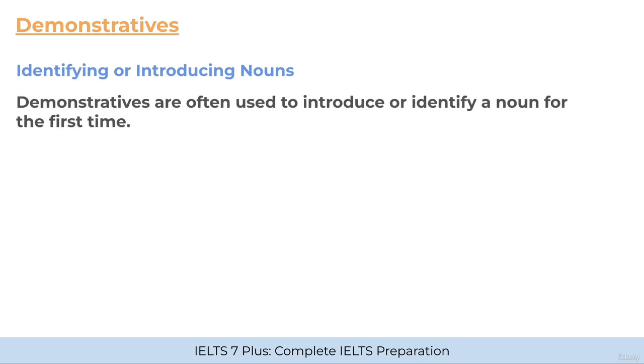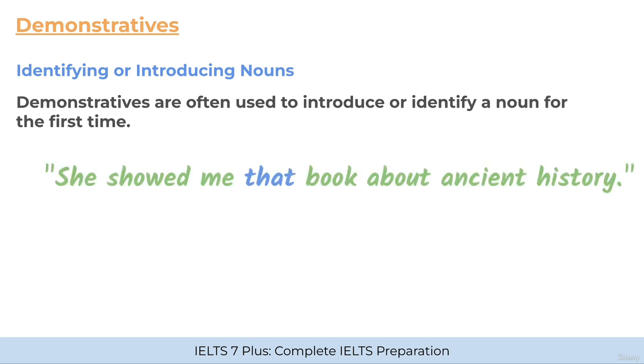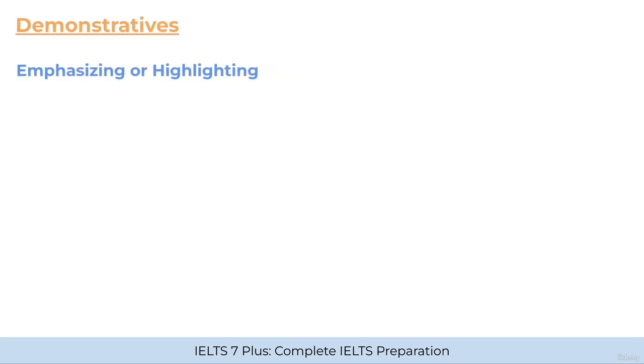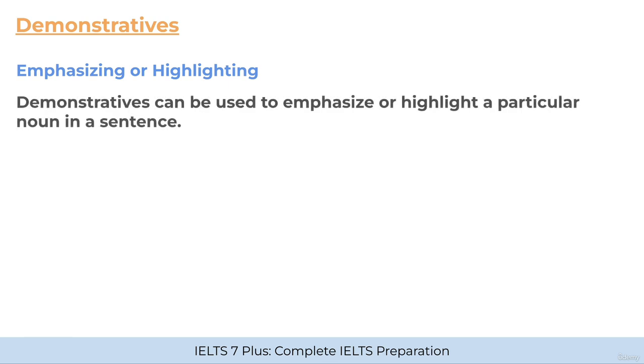Okay, so you might want to use a demonstrative to introduce or identify a noun for the first time. She showed me that book about ancient history. So you're introducing a specific book in this situation. You might be drawing some emphasis or highlighting a particular noun in a sentence. This is good for that.